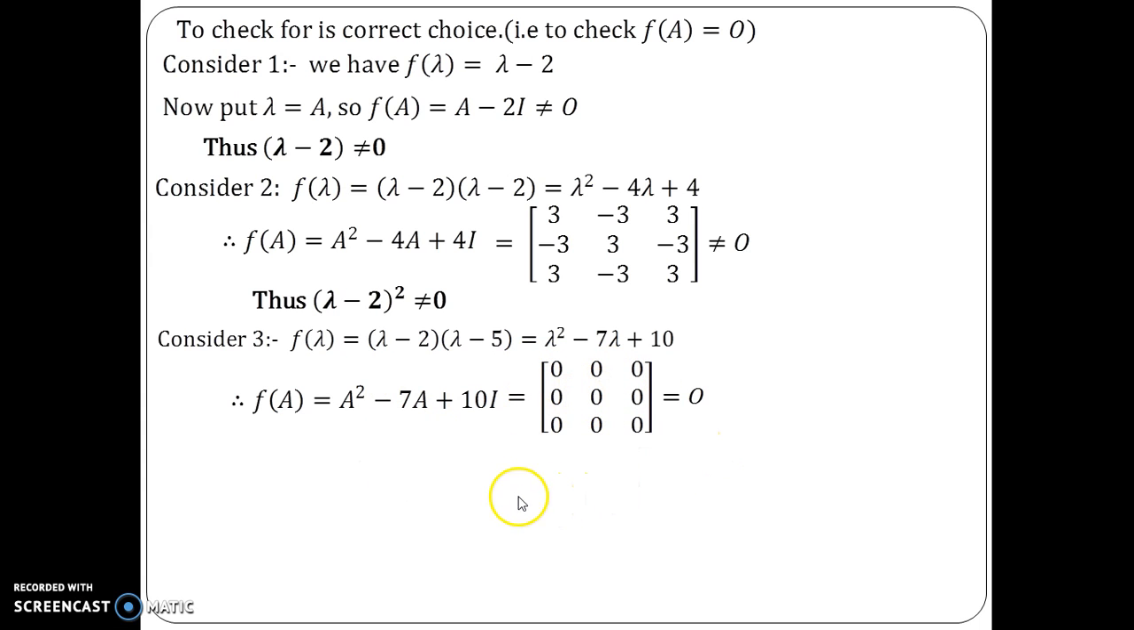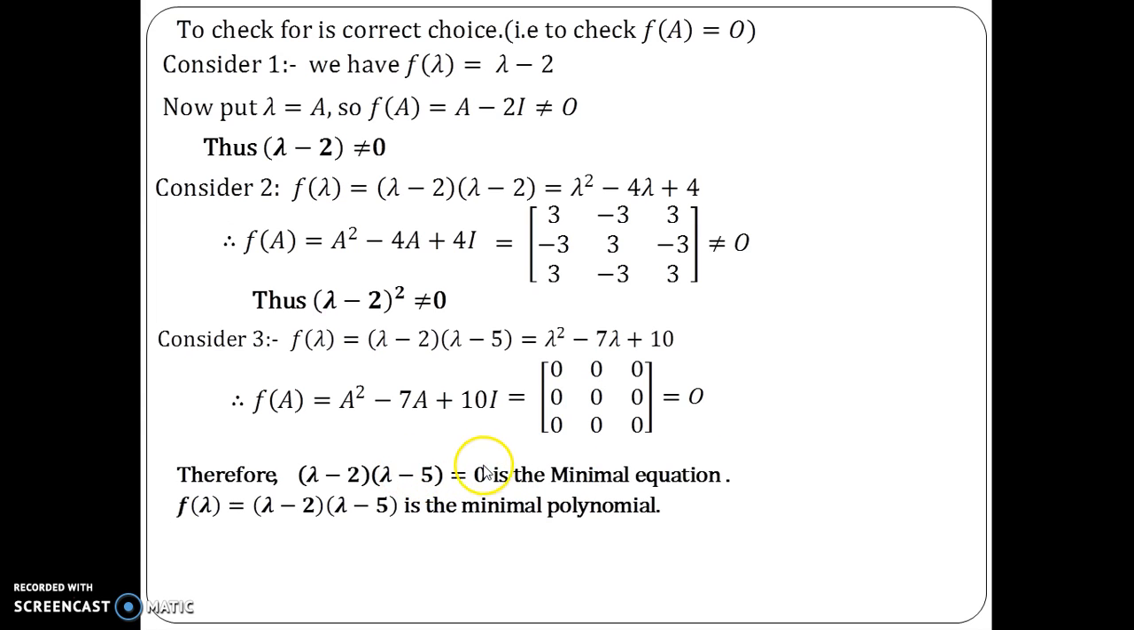So that is your minimal equation, because the minimal equation is unique. So f of lambda equal to lambda minus 2 times lambda minus 5 is the minimal polynomial, and hence we are done with finding the minimal polynomial.